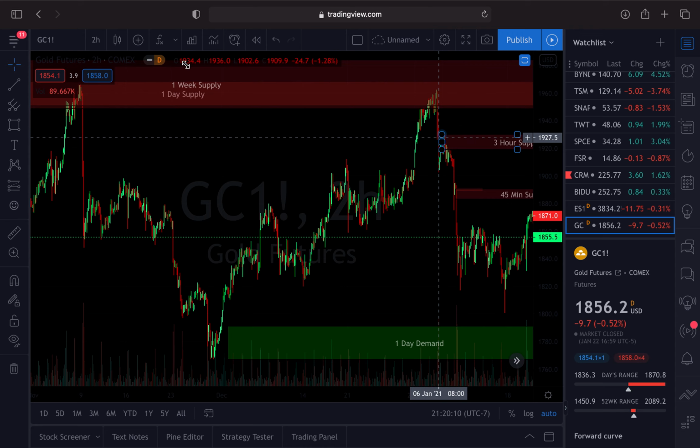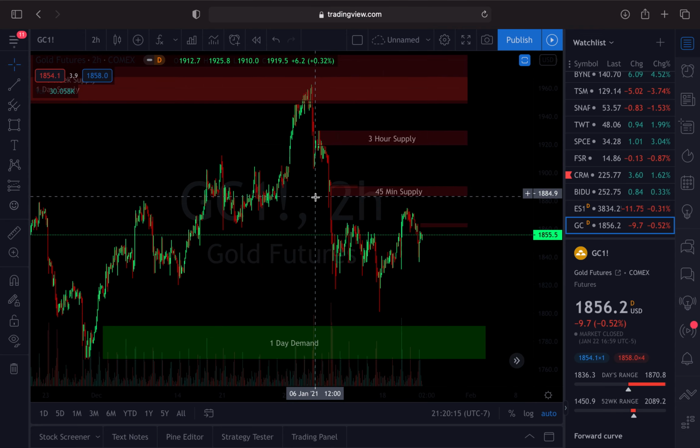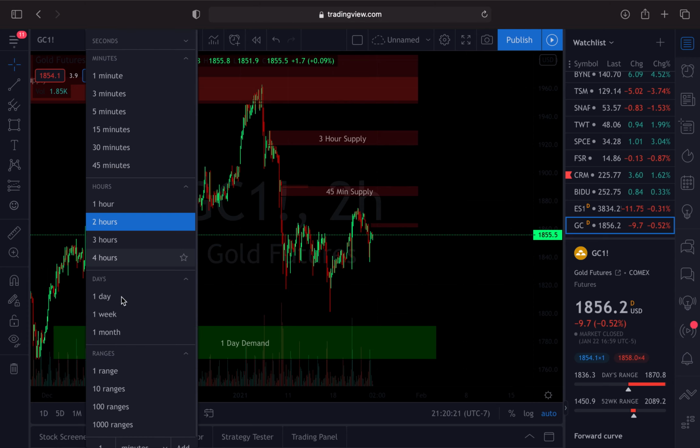So if we look at my zones, let me see if I have any more interesting bounces. I had a few. There are some zones in here that I played for gold. So let me go to my daily chart.